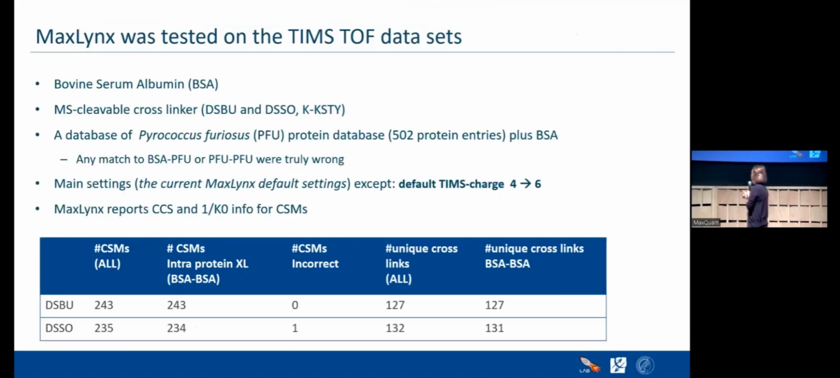I will quickly go through what I want to show. Maybe like the timsTOF, we also analyzed it on timsTOF. For this, we did BSA, and then we did the MS-cleavable. And then we just check how many of the spectra I am finding and how many of them are incorrect. My FDR on this CSM level was again below 1% FDR.